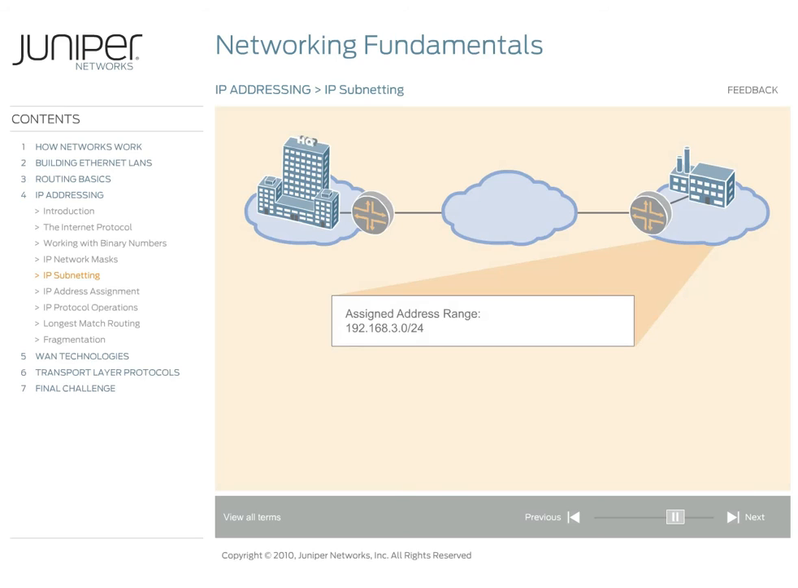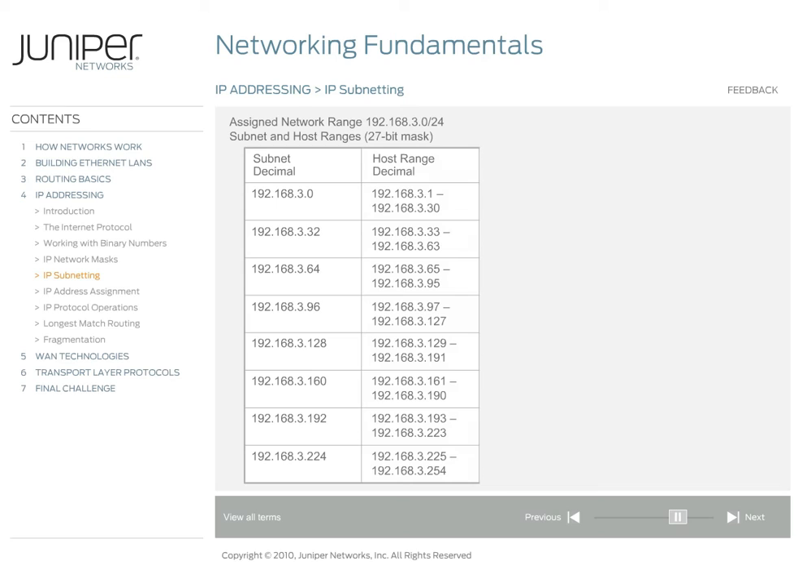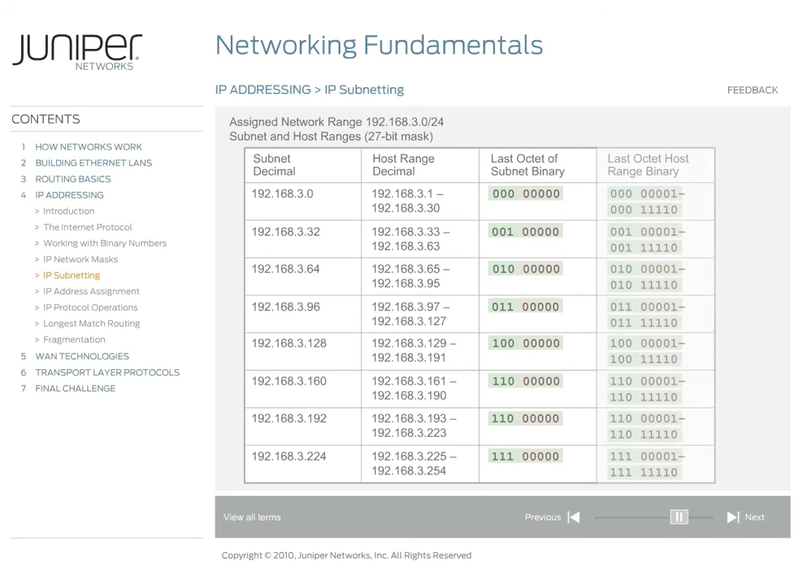Remember that Acme's manufacturing facility was assigned the network range of 192.168.3.0/24, which they needed to subnet to meet their needs. The table on screen shows each subnet number and the range of assignable host numbers in decimal using a 27-bit subnet mask. The table also shows the last octet in binary of each subnet, as well as its corresponding host address range. Remember that there are 2 reserved addresses in each subnet.